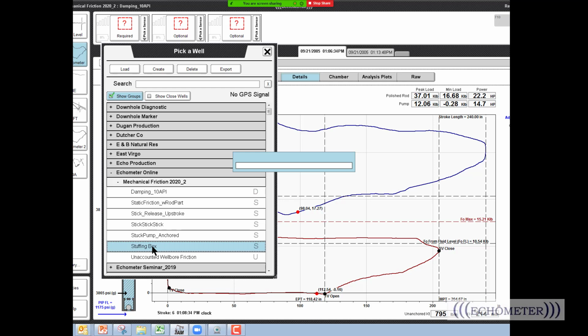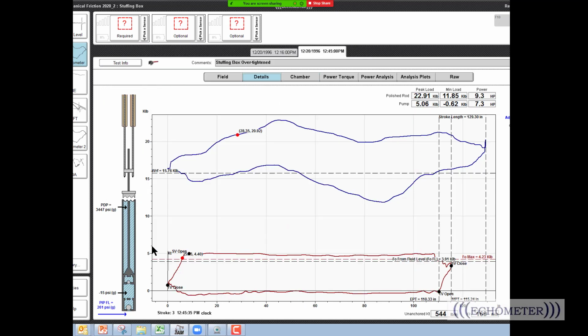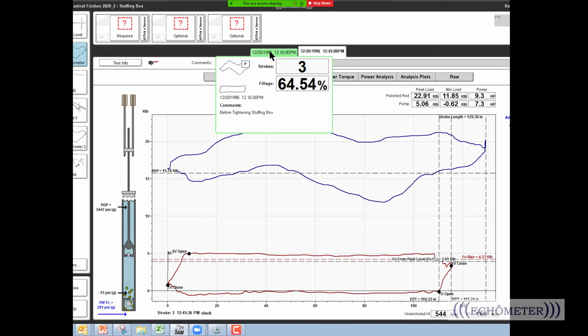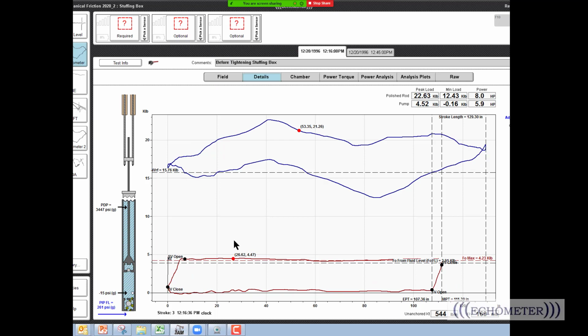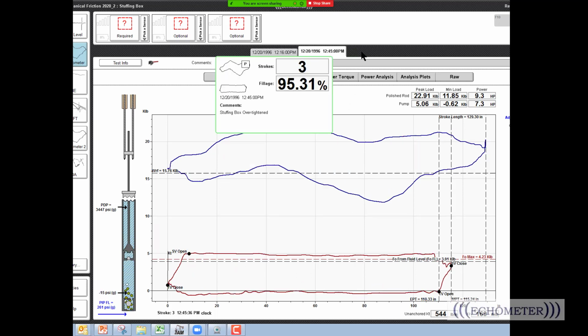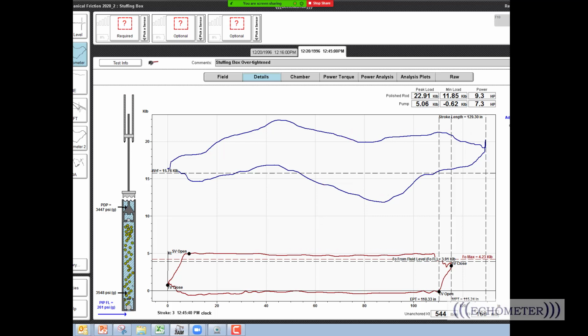And the reason for that is I want to show that this is the overtight stuffing box here, and this is the one that's not overtight. So when we go to the overtight stuffing box and click on the pump card analysis button, what I want you to notice is that the pump horsepower here is about 7.3, and that's with the default damping factors that we've set.